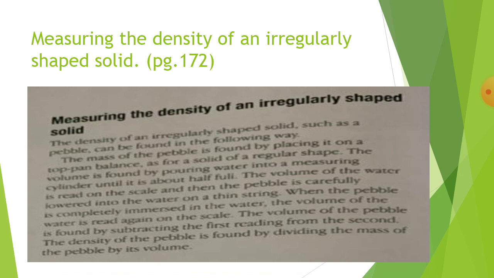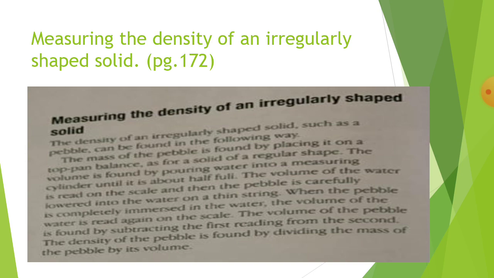To measure the density of an irregularly shaped object, something that is not like a cube, that does not have a fixed shape, for example a pebble. The density of an irregularly shaped solid, such as a pebble, can be found in the following way. The mass of the pebble is found by placing it on a top pan balance, as for the solid of a regular shape.